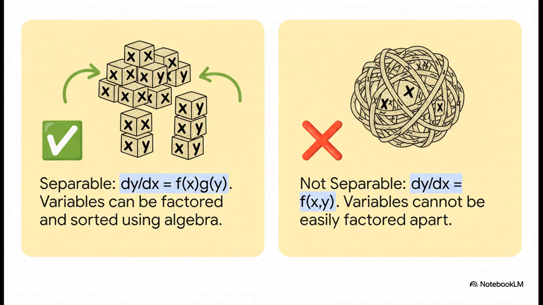And here's a perfect example of why that multiplication is so important. On the left, because the x and y parts are multiplied, we can just use some simple algebra to move things around and get them into their own piles. Easy. But look at the one on the right. The x and y are added together. They're all tangled up like a ball of yarn. You can't just pull them apart neatly. So, for our method to work, we need that sortable kind, the one on the left.